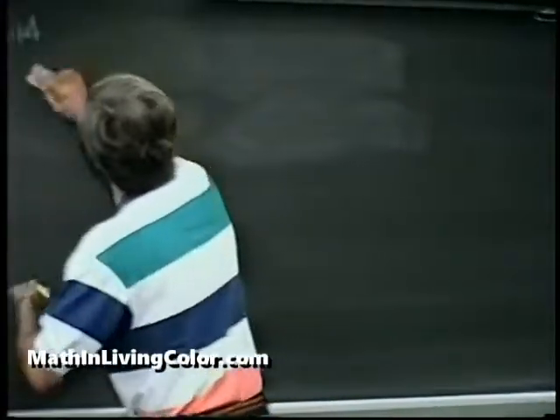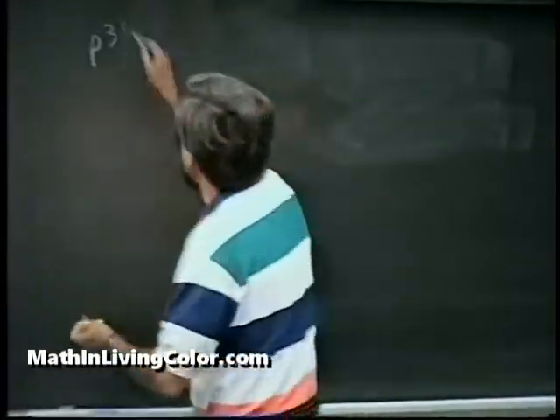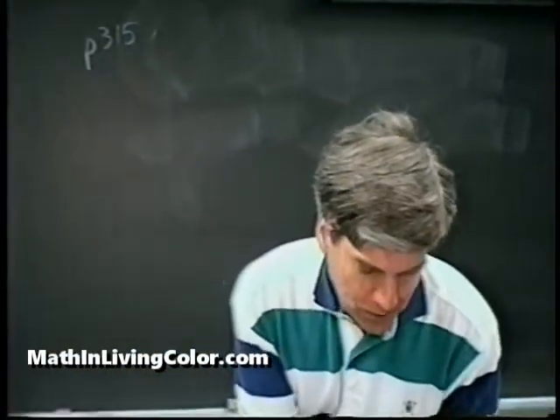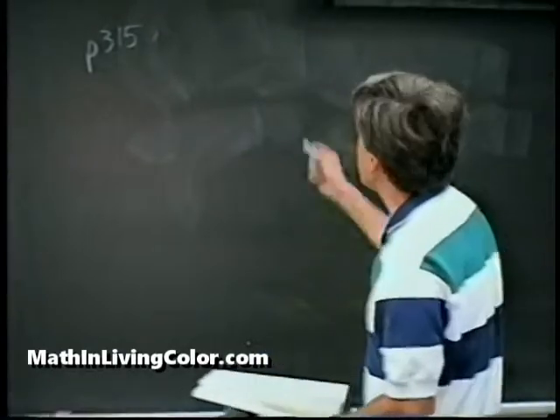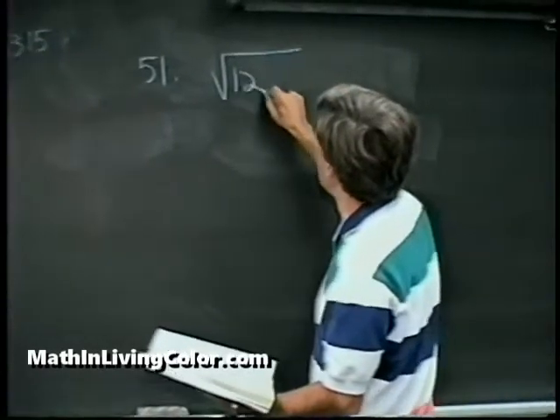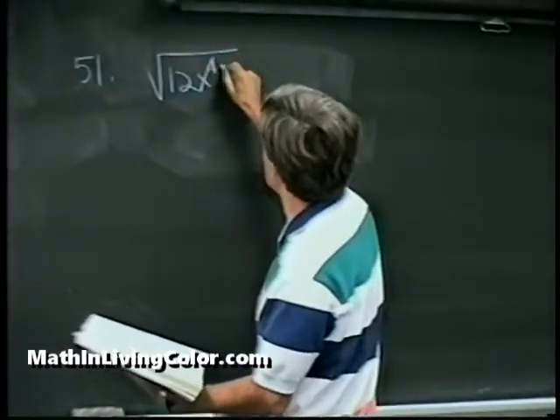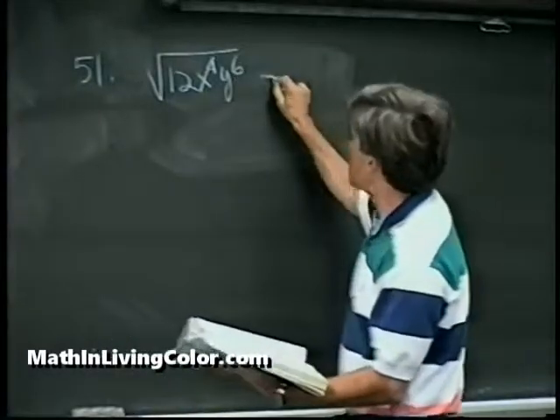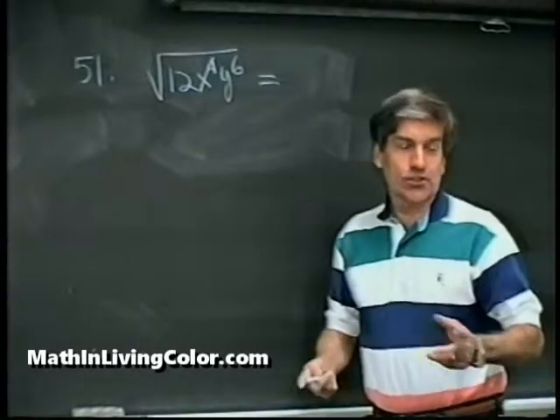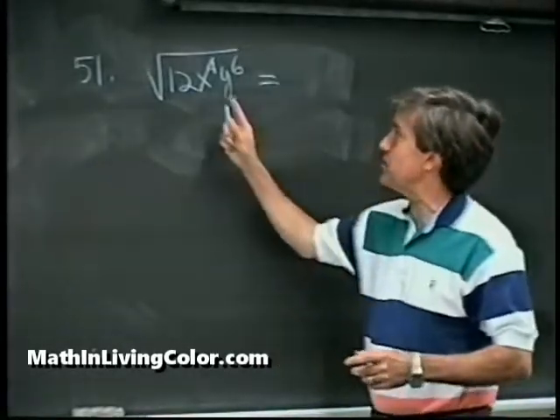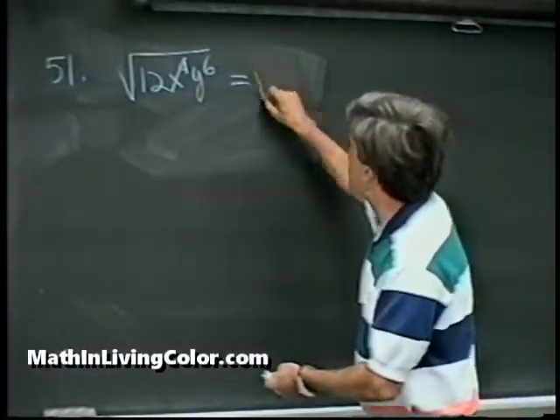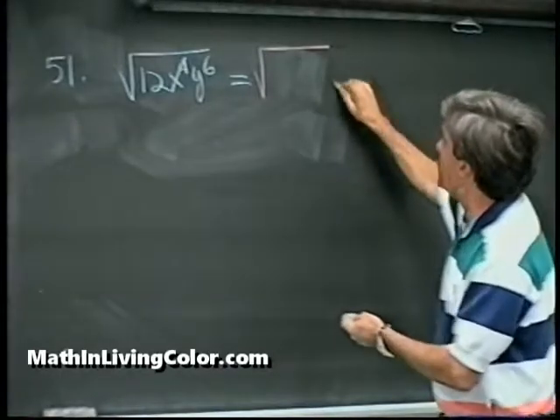Now, on the next page, page 315, let's take a look at number 51. Number 51 is partially worked for you. It says the square root of 12x to the 4th, y to the 6th. In these exercises, I want to remind you of what I call the radical two-step. The first step is to sort the radical and get all the perfect squares up front. And in the second step, you put the leftover factors.